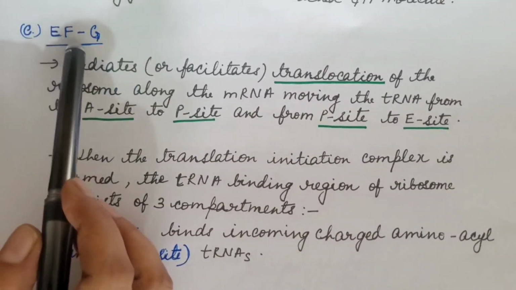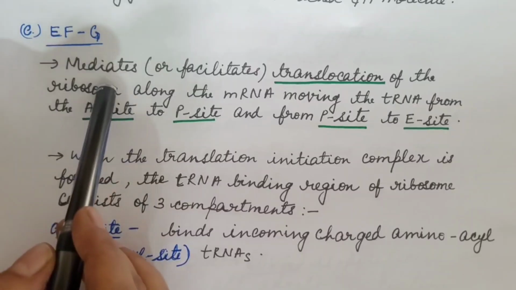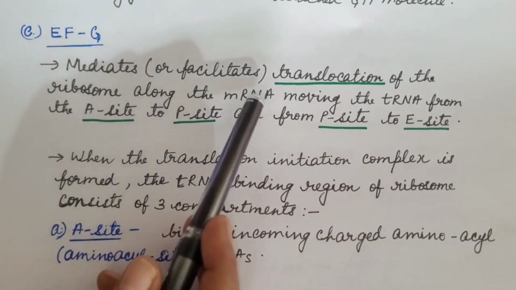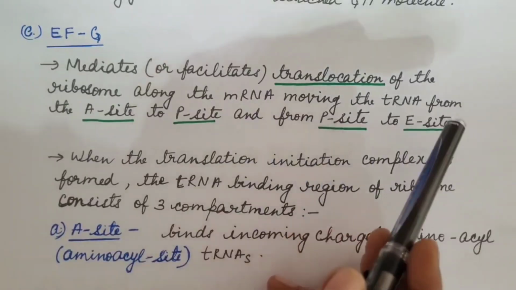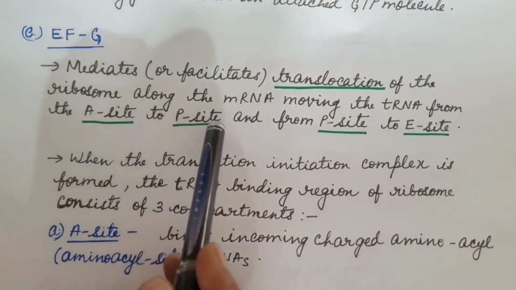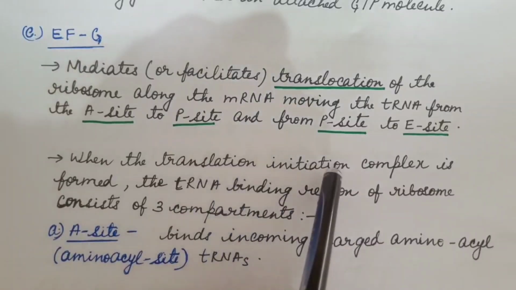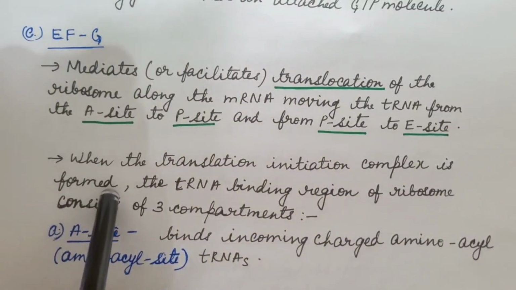Now third is EF-G, that is translocase. It mediates or facilitates translocation of the ribosome along the messenger RNA, moving the transfer RNA from A site to P site and from P site to E site when the translation initiation complex is formed. This we have already discussed in the initiation video. You can refer to my video, the link is given in the description box.